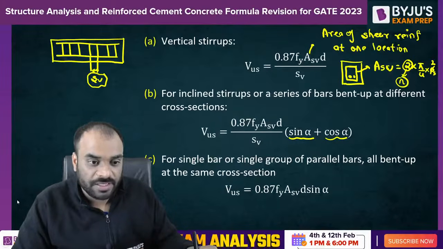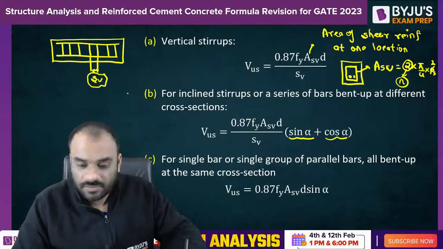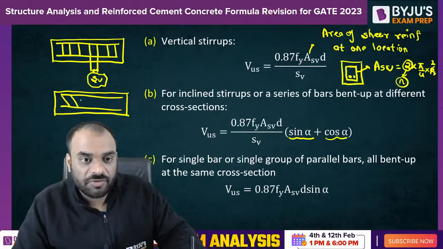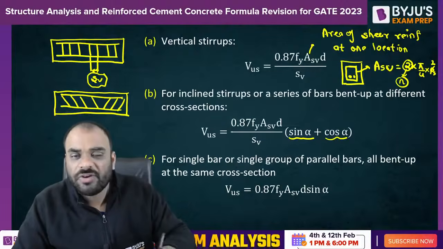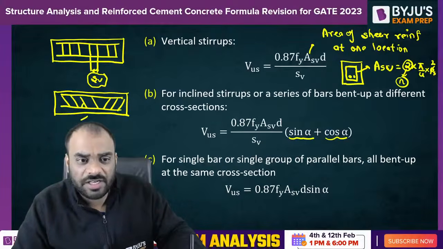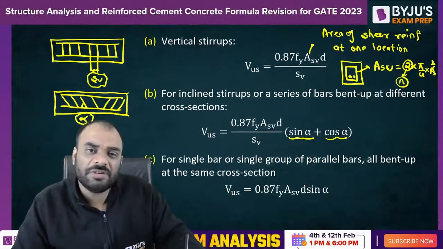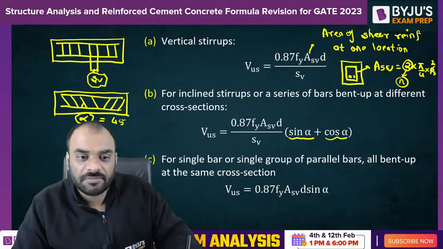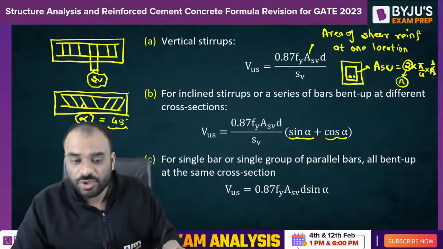Do you know what is bent up bar basically? Please write down. Do you know what is bent up bar? Inclined shear reinforcement should be like this, right? And alpha is basically the angle of inclination of the shear reinforcement with respect to horizontal. If it is not given, kindly consider 45 degree, right? Do you know what is bent up bar?